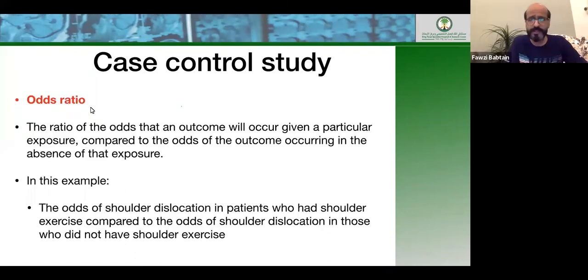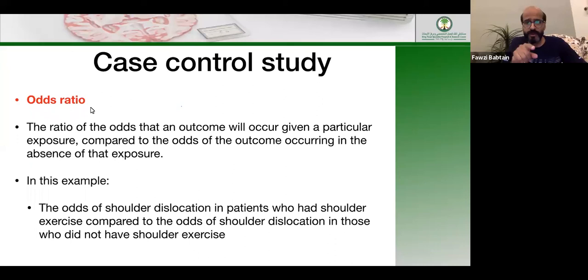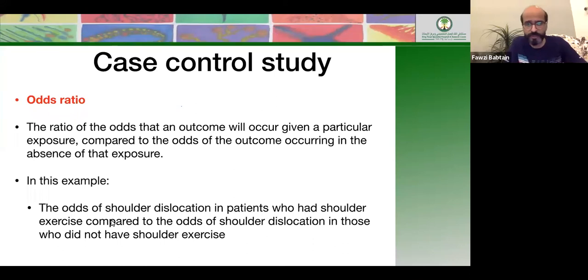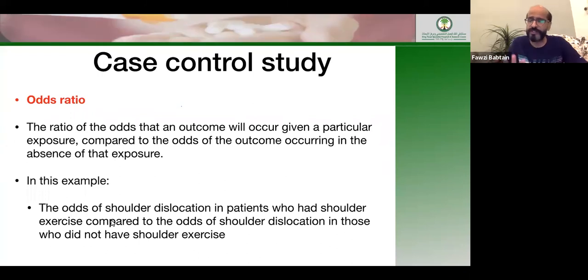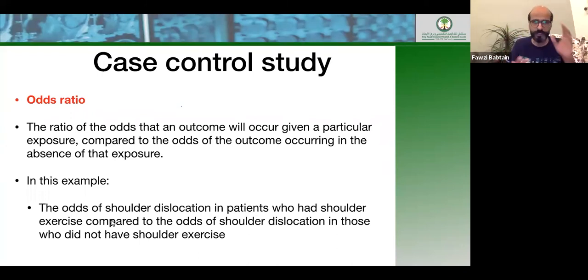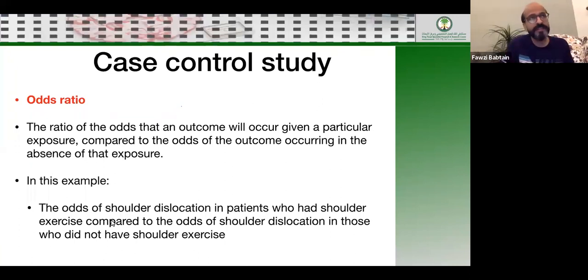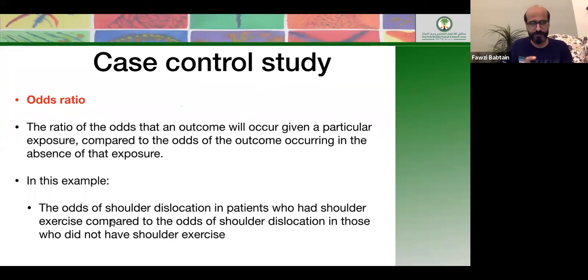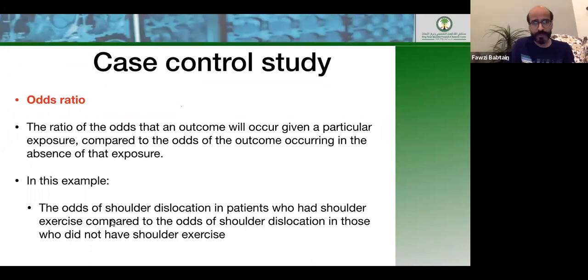Without going into details, I am saying the odds of the outcome in exposed versus the odds of the outcome in unexposed. So in this example, the odds of shoulder dislocation in patients who had shoulder exercise compared to shoulder dislocation in those who never had the shoulder exercise. I don't want to make it too complicated or technical. The odds ratio, odds is like the probability, like the likelihood of having the outcome if you're exposed versus having the outcome if you are not exposed. And this is simple, you can do it manually or definitely through statistical software. It will come up with a number.